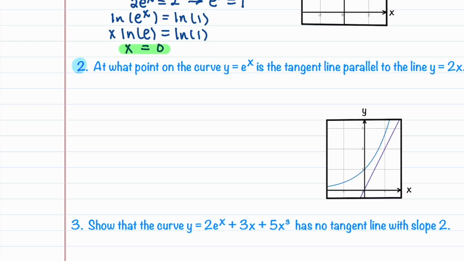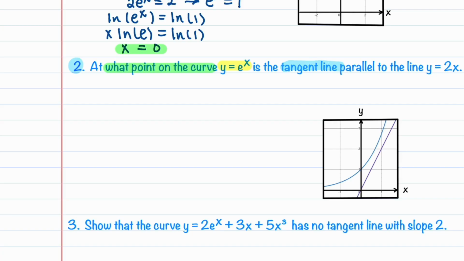Let's now look at our second example. For this problem, we are asked to find at what point on the curve y is equal to e to the x is the tangent line parallel to the line y is equal to 2x. Let's see if we can figure out what we need to do. We want to find at what point on the curve. That clues us in that we need to find x, so let's write that down. We want to find x where the tangent line is parallel to the line y is equal to 2x.